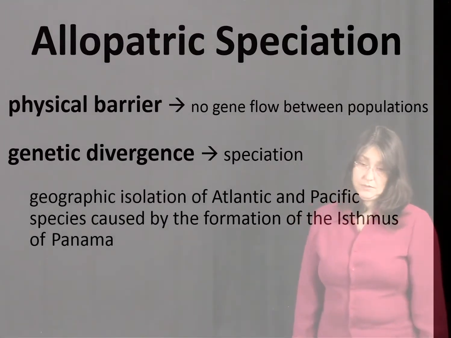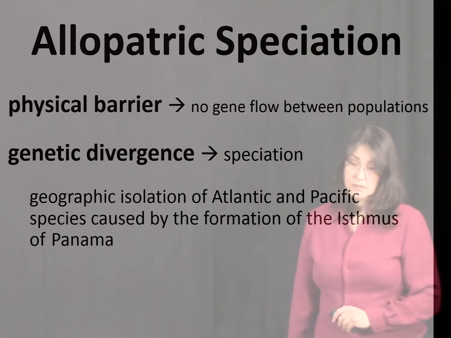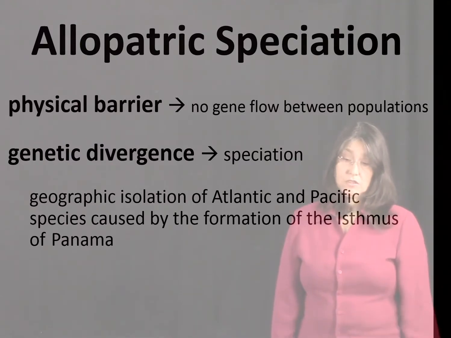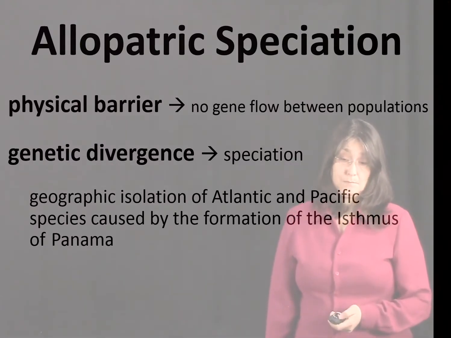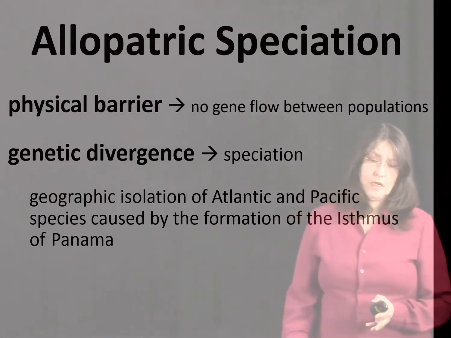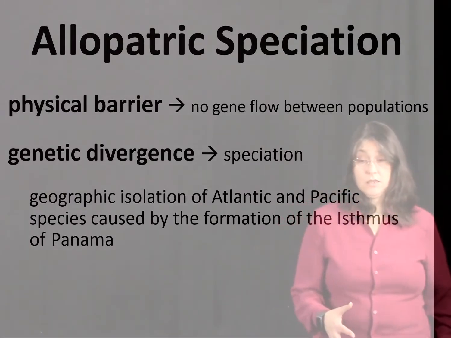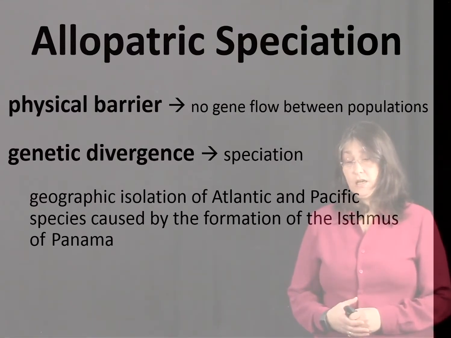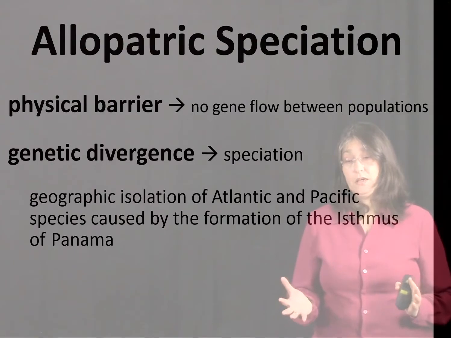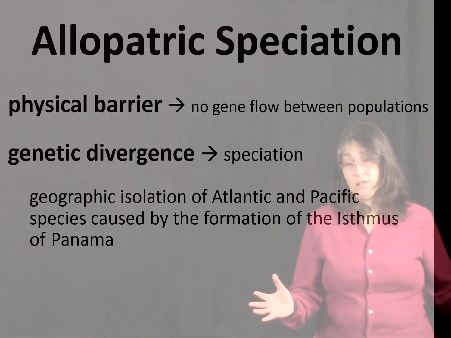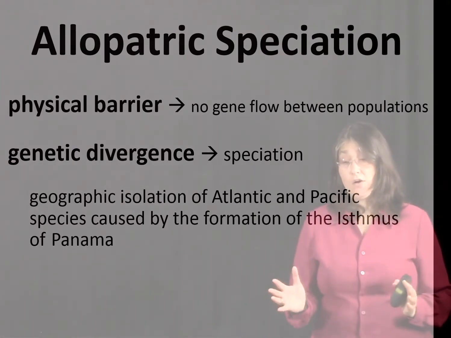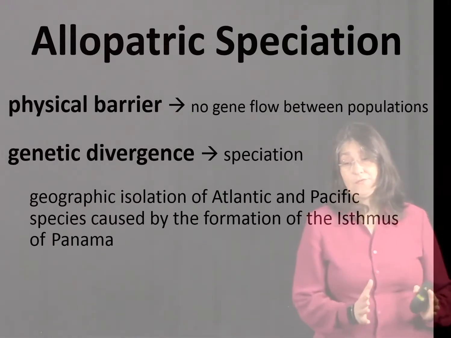So one really good and very interesting example is the case of these snapping shrimps that populate the two sides of the Isthmus of Panama, which was created about 4 million years ago when South America slammed into Central America. As you know, South America was part of Gondwanaland, this southern giant continent that was made of South America, Africa, and Australia.